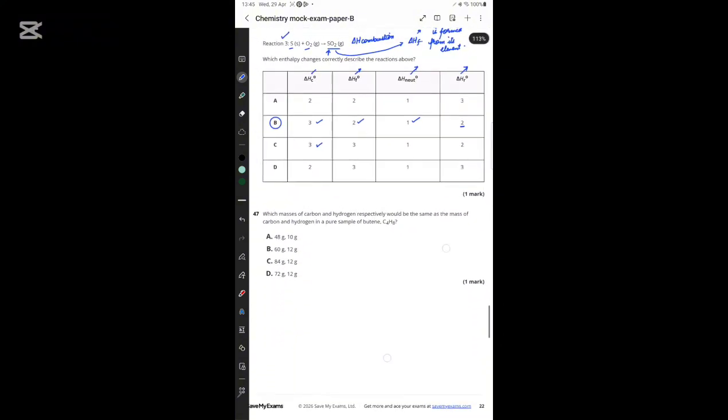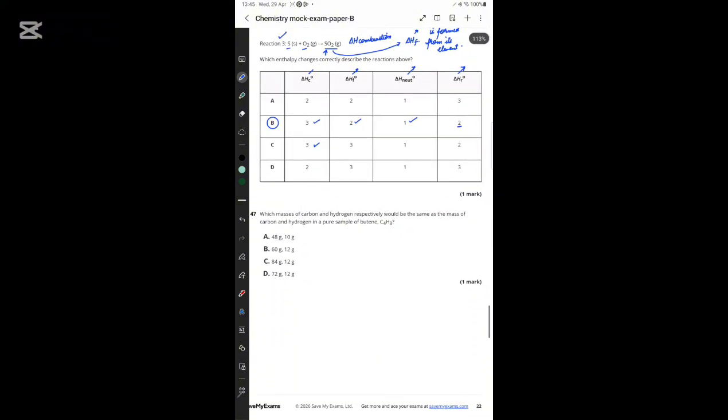For the next question, they are saying which mass of carbon and hydrogen respectively would be the same as the mass of carbon and hydrogen in a pure sample of butene. So first of all, it is the molecular formula, and if you want to find its empirical formula, that is going to be CH2. And when you see option D, let's find the empirical formula for that.